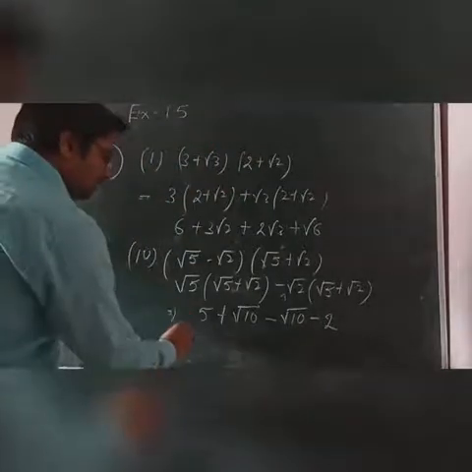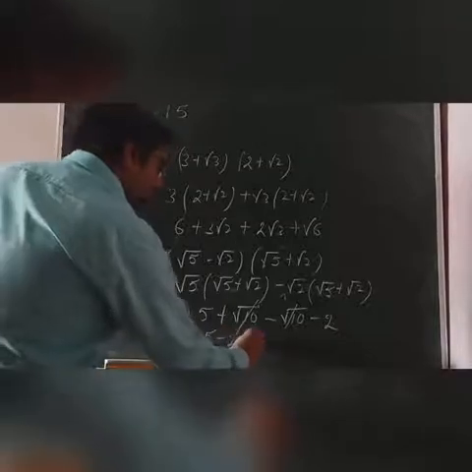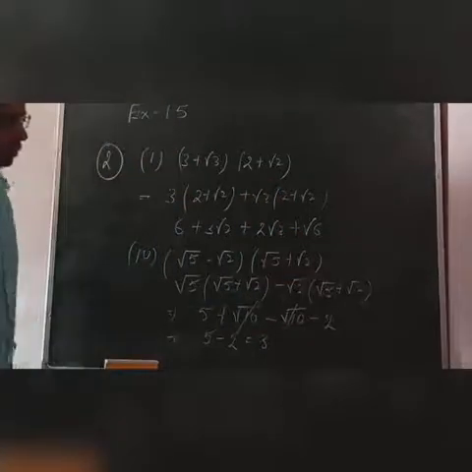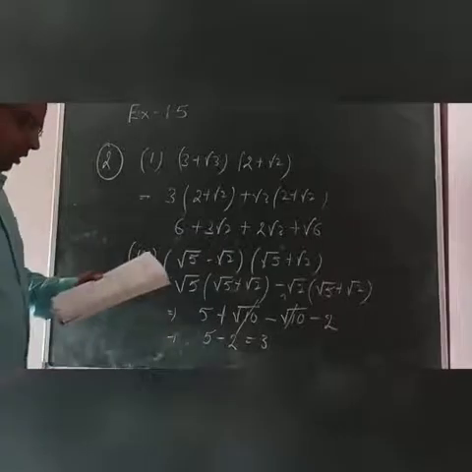So this implies that under root 10 cancels, and you will get 5 minus 2, which equals 3. You can use this property for addition, subtraction, and multiplication to find all the values of this. Now, one more topic. Question number 3 you can do very easily.